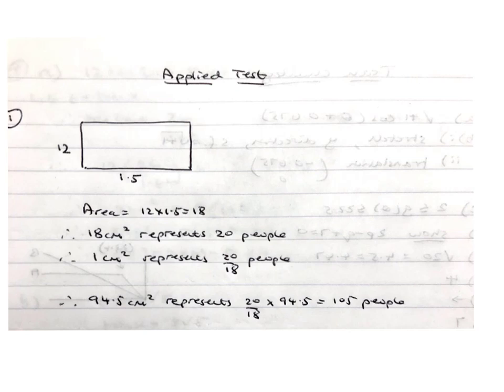In this first question, you're told that the class interval has a frequency of 20 and its width 1.5 and height 12. So the area 12 times 1.5 is 18. 18 square centimetres represents 20 people. So 1 square centimetre represents 20 divided by 18. But we've got the total area is 94.5. So 94.5 represents 20 over 18 times 94.5. 105 people.